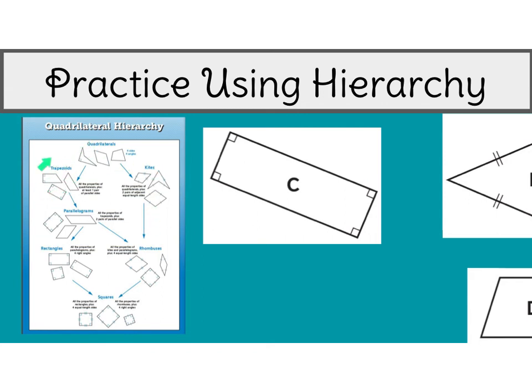So if we had deemed it a trapezoid, then we would have been able to move it down to parallelogram. And then we could move down this route and say, is it a rectangle? All the properties of parallelogram plus 4 right angles. Oh, yes, it would be down here. And then we're going to take a look at, well, is it a square? All of the properties of a rectangle plus 4 equal length sides. Ah, there's the hang up. So it would not be a square. It would stop in the rectangle section.